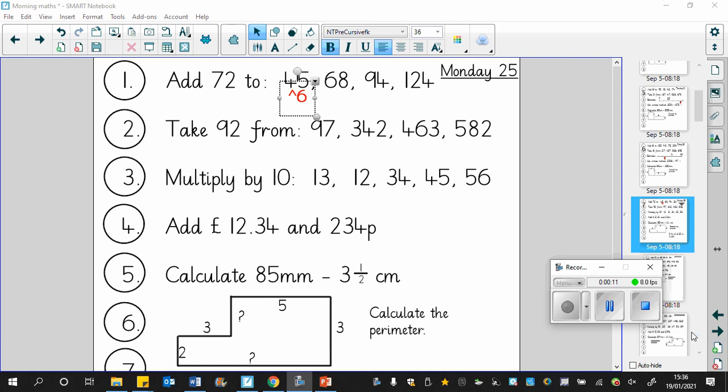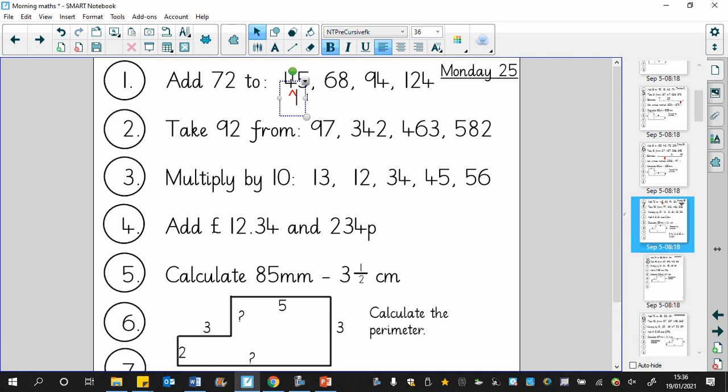Question number 1, add 72 to the following numbers. Well, if we start with 45, add 70 is going to be 115, and if we add another 2 to that, we get to 117. So 68 add 70 is 138. But we're not adding 70, we're adding 72, so we need to add another 2 more. So 38 add 2 is 40. So the answer for that is 140.